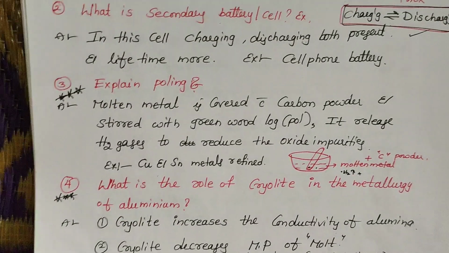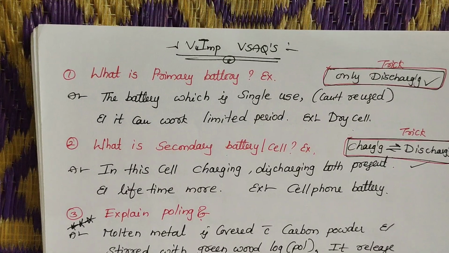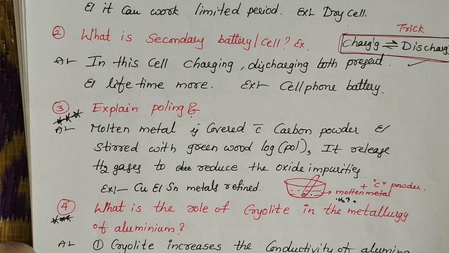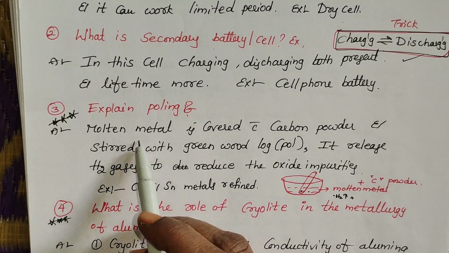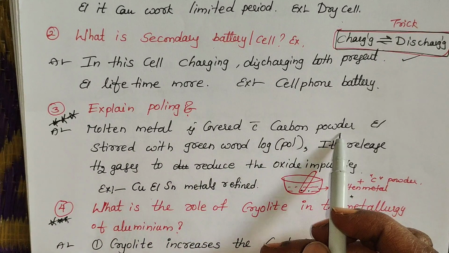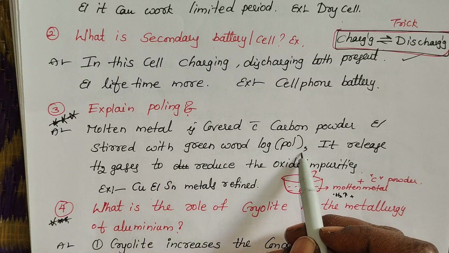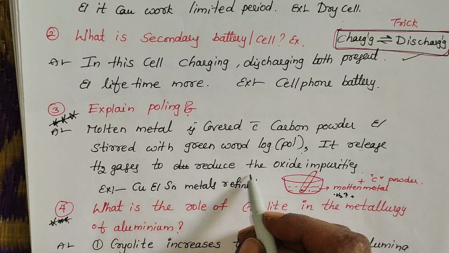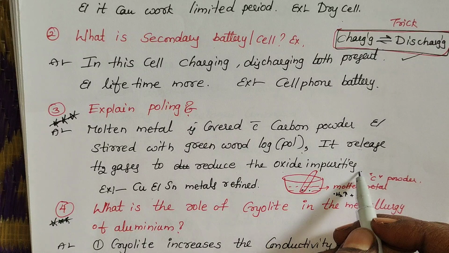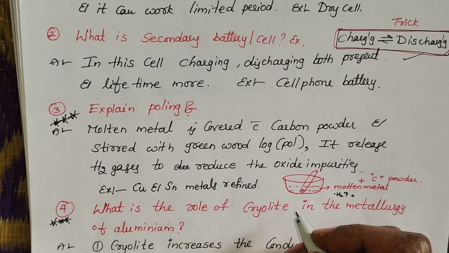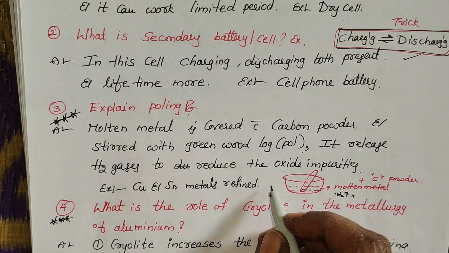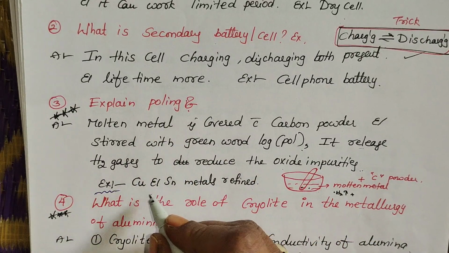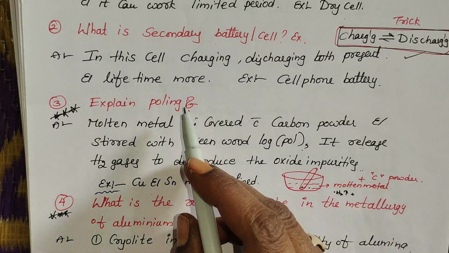Okay, next, these are not that important, that is why I said firstly. Next, explain poling. What is poling? Molten metal is covered with carbon powder and stirred with a green wood log. That is nothing but poling. It releases hydrogen gases that reduce the oxide impurities. Especially for refining copper and stannum metals, we use this poling technique. For example, what is it, beta? Copper and stannum refined metal is a poled metal.